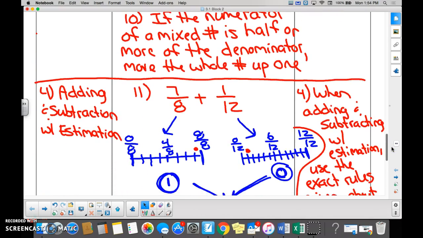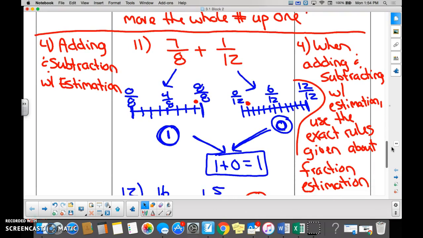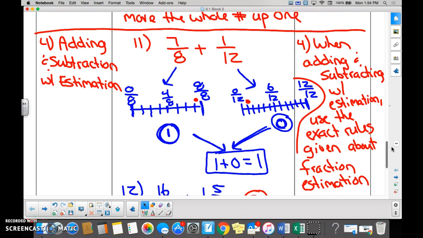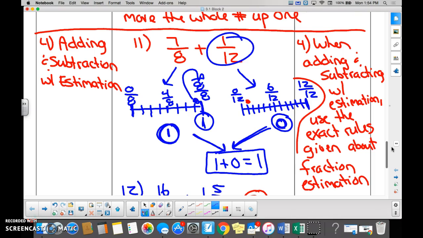So we had 7/8 plus 1/12. We made our number lines. We determined that 7/8, which landed right here on our number line, is closest to 8/8, which is 1. And we determined that 1/12, that's right here, ended up right there on the number line, so it's closest to the number 0. So what is 1 plus 0 down here?